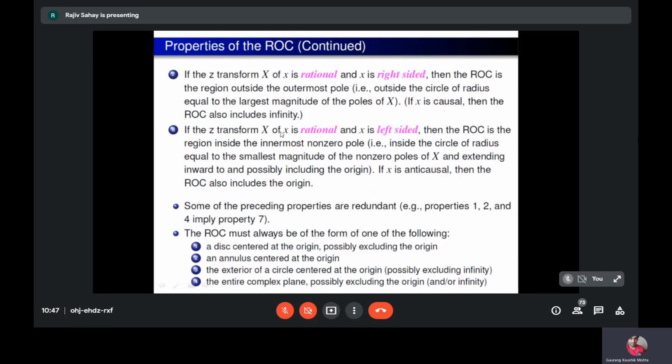For the reverse case, if the sequence x is left-sided, then the ROC is the region inside the innermost non-zero pole, that is, inside the circle of radius equal to the smallest magnitude of the non-zero poles of x. We'll look at examples and then we'll understand this better. If x is anti-causal, that is, a left-sided sequence, then the ROC also includes the origin.